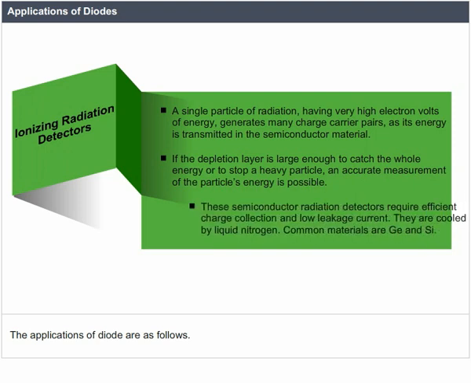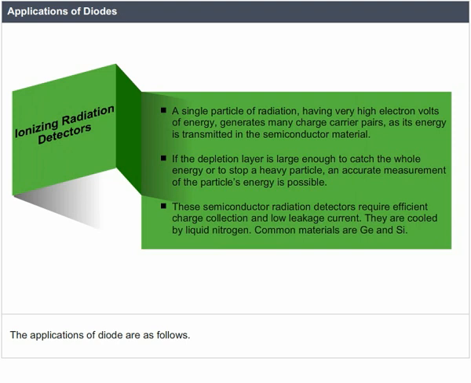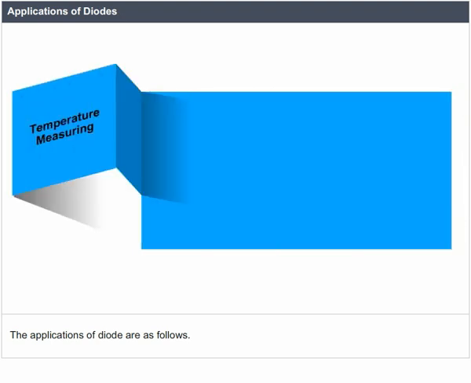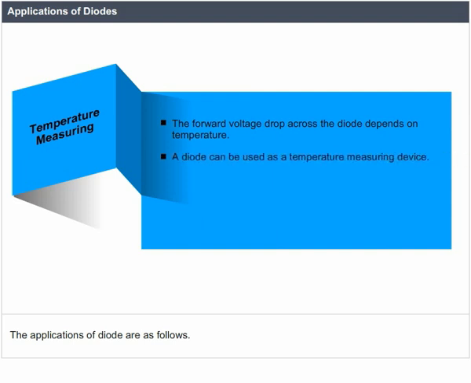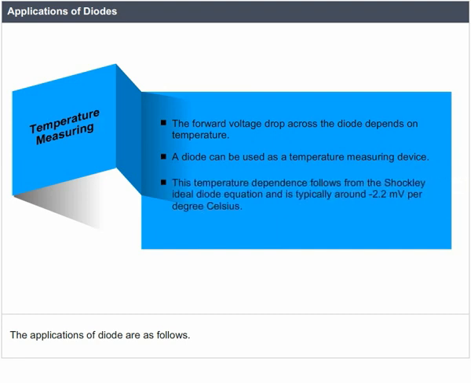These semiconductor radiation detectors require efficient charge collection and low leakage current. They are cooled by liquid nitrogen. Common materials are Ge and Si. Temperature measuring. The forward voltage drop across the diode depends on temperature. A diode can be used as a temperature measuring device. This temperature dependence follows from the Shockley ideal diode equation and is typically around minus 2.2 mV per degree Celsius.